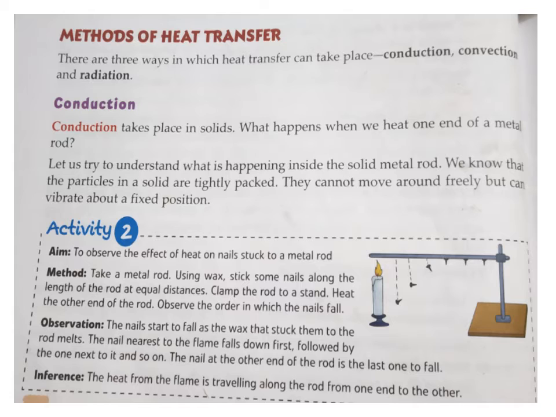So the first fixed thumb pin receives the heat first, then the wax gets melted, and then the first pin falls down. Similarly, this heat transfers from one pin to another thumb pin, and in the same way the remaining pins are also falling down. This activity shows that the heat is transferred from one end to another end without the actual movement of the molecules.